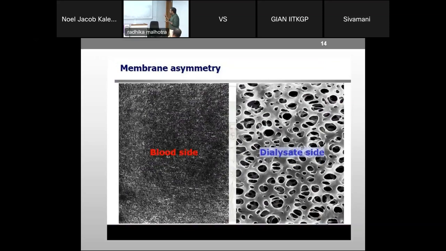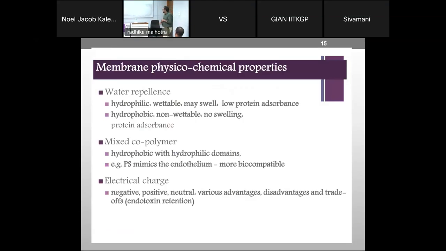Most of the membranes, as you know, are asymmetric membranes. This is the blood side, which is your tighter side or your selective layer, and this is the one that faces the dialysate side. As you can see, the pore density is much larger on the dialysate side compared to the blood side. That is why you have the risk of endotoxin back diffusion, because the pores at the dialysate side are much larger than at your blood side.